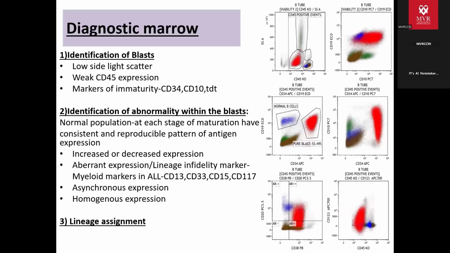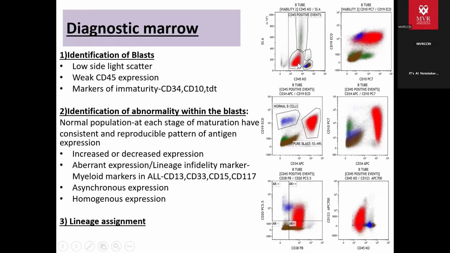Why is MRD analysis more challenging than diagnostic flow? Why is it that most hospitals do diagnostic flow cytometry, but very few do MRD analysis? In a diagnostic setting, how do we analyze a blast? First, we try to identify the blast. Then we see whether these blasts are abnormal. Then we assign lineage to these blasts. Blasts are identified based on, as you see in this plot, when they lie in the blast gate.